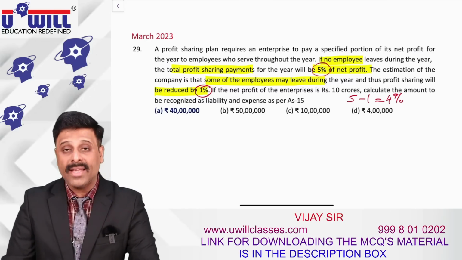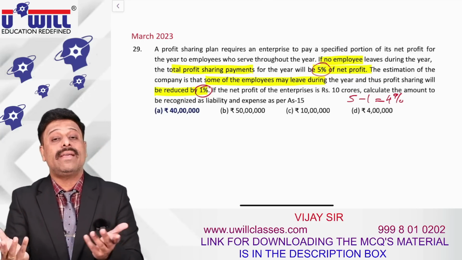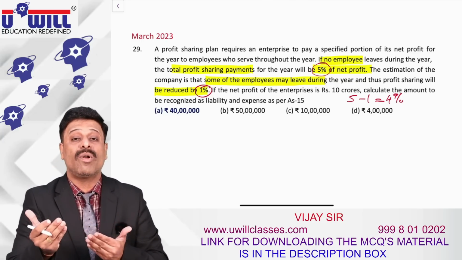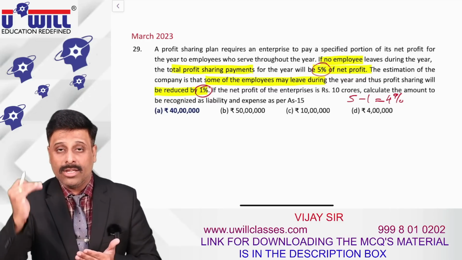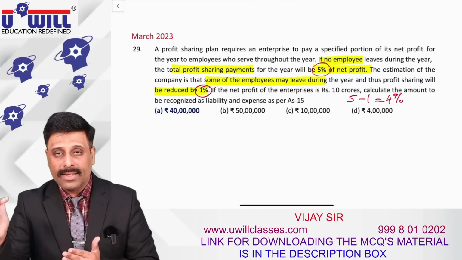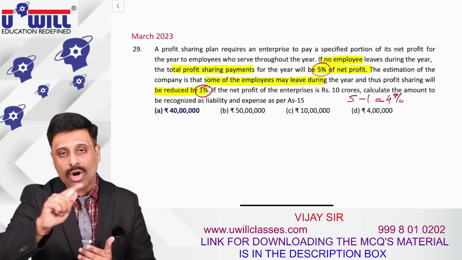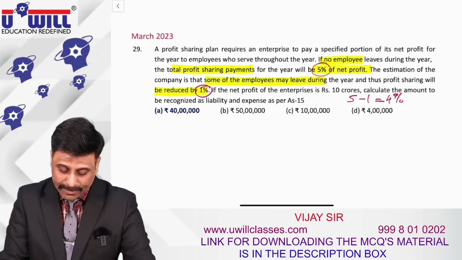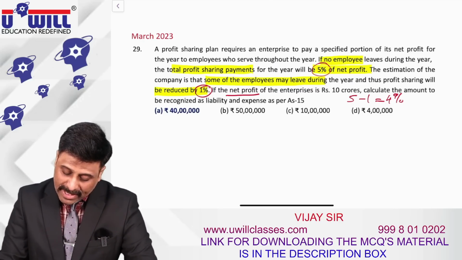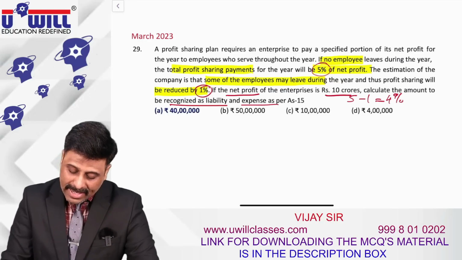If any employee leaves during the year, then we do not have to give him the profit share, because he has left in the middle of the year. Profit share we give at the end of the year. So the company has estimated that if some employees leave during the year, then instead of 5%, we will be making a payment of only 4%, not giving the payment to the employees who have left. If the net profit of the enterprise is 10 crores, calculate the amount to be recognized as liability and expense.